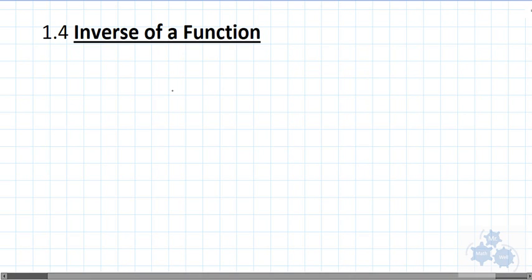All right, so section 1.4, we're talking about an inverse of a function, or they also put an inverse of a relation, okay? So we're going to put just kind of slash in brackets here, a relation. Do you remember the difference between a function and a relation?